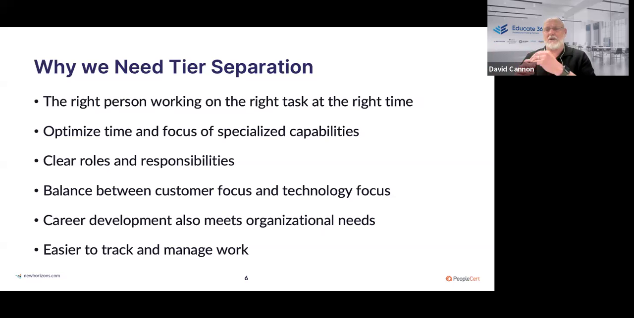And so by tracking and managing work through the tiers, we know exactly where something is. We know who's working on it. We know whether they're going to need any help, and we know how to get it to them. So tier separation is a really good thing.